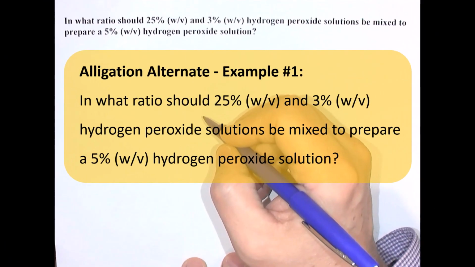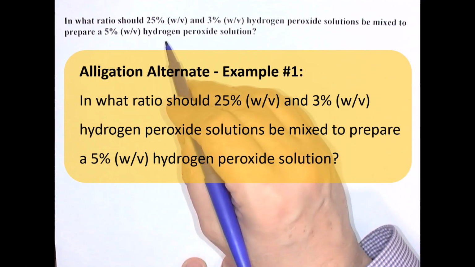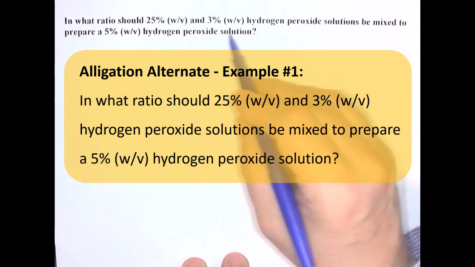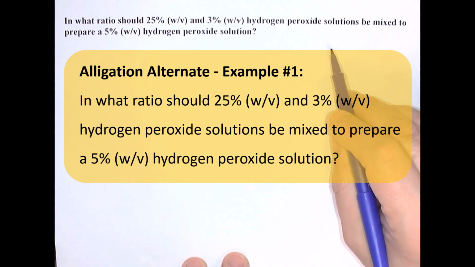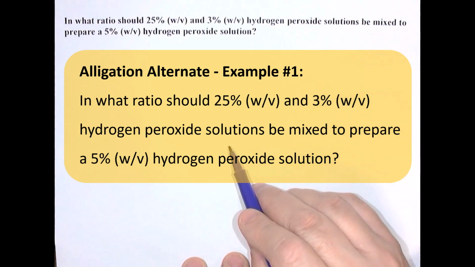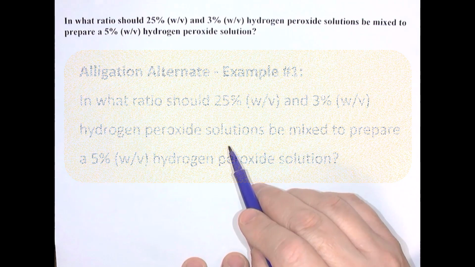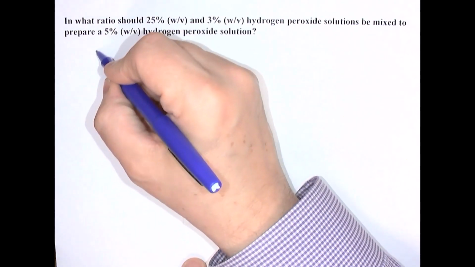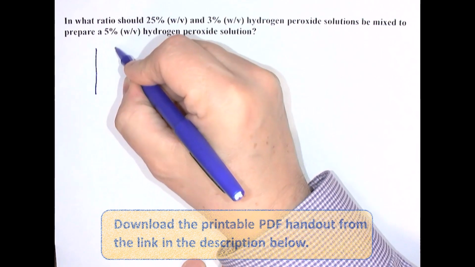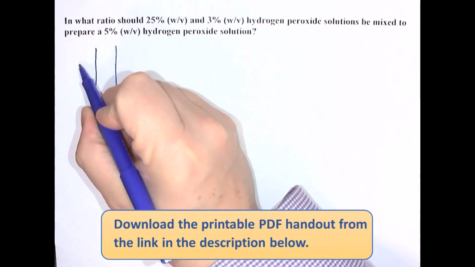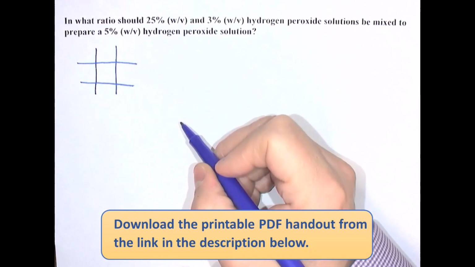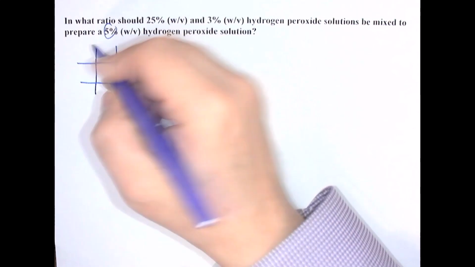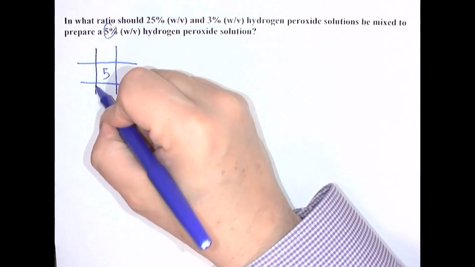Okay, the problem says, in what ratio should 25% weight to volume and 3% weight to volume hydrogen peroxide solutions be mixed to prepare a 5% weight to volume hydrogen peroxide solution? So for this, we can set up a grid to help us organize our work. It might remind you of what a tic-tac-toe grid would look like. But our target concentration here is the 5%. So I'm going to put that in the middle of our grid here.